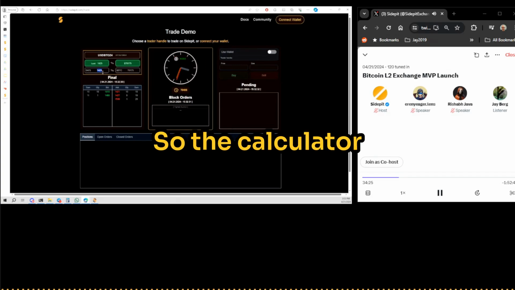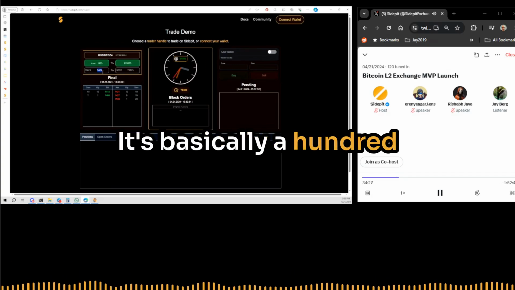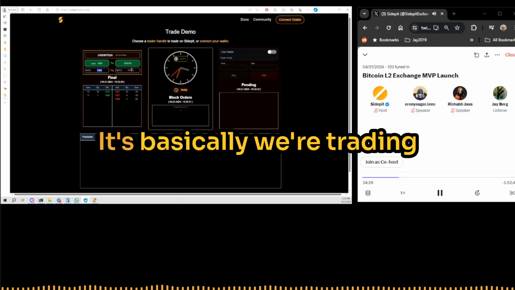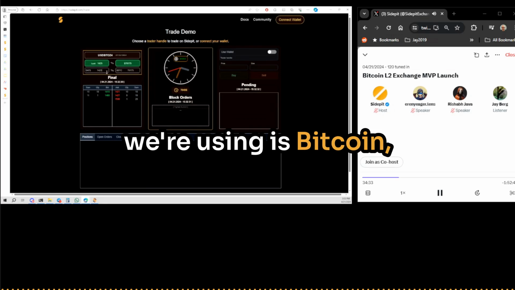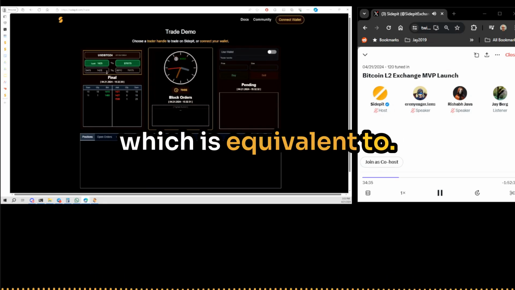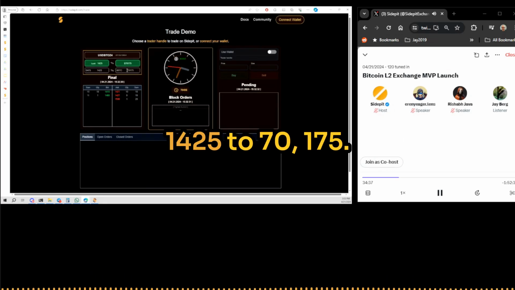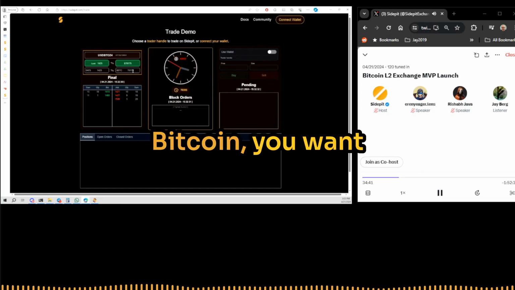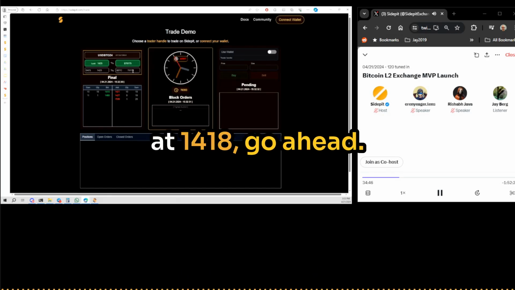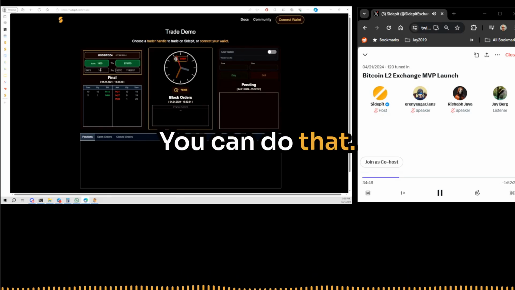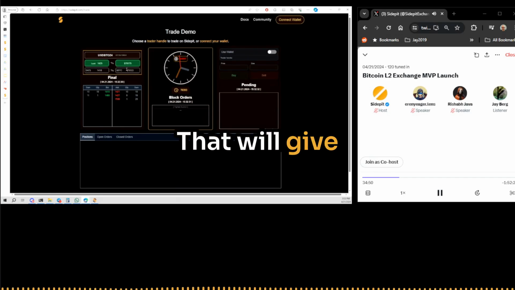Okay, I see. So the calculator does it for you. It's basically 100 million divided by 14. Since the currency we're using is Bitcoin, we're trading the dollar, which is equivalent to 1425, which is equivalent to 70,175. So if you want to buy Bitcoin, you want to short the dollar. So if you want to sell at 1418, go ahead. You could do that, and that will give you a position.